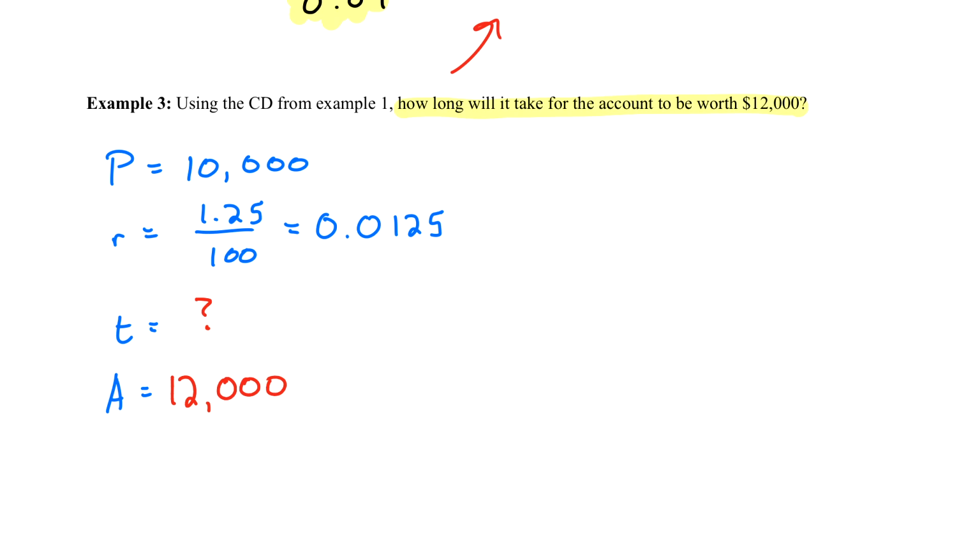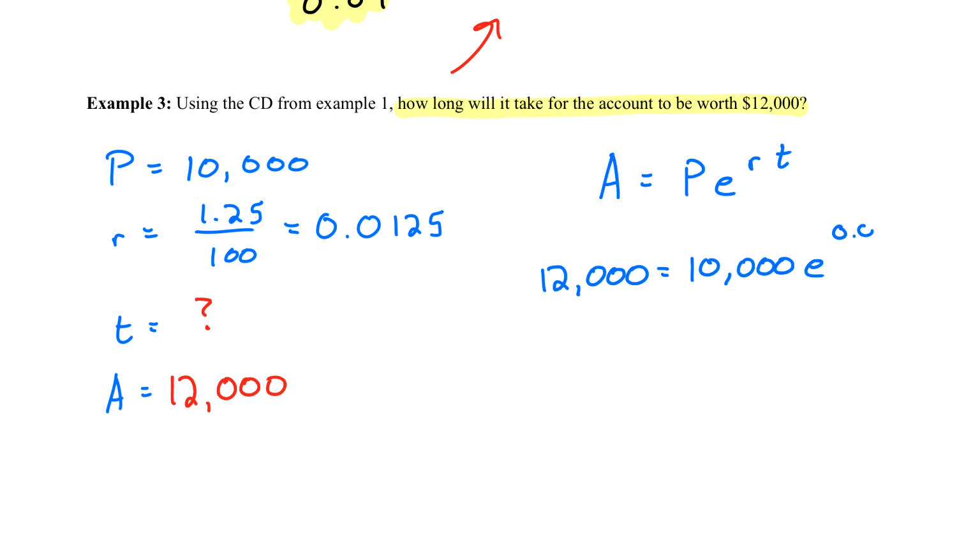So I'm going to take all of this information that I have and plug it into my continuous compound interest formula, which says A equals P times e raised to the rt power. So A, that was 12,000, equals P is 10,000, times e raised to the r, that was 0.0125, times t. I don't know what t is. That's my variable. So I'm going to be solving for t. And from here on out, I'm going to be trying to solve this equation. And the process is going to look really similar to what we did last time.